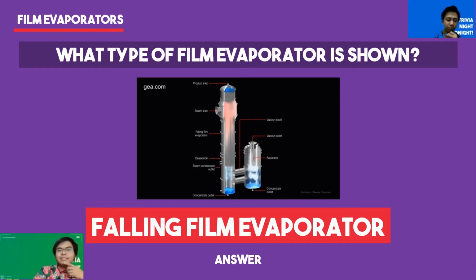Yes. In a falling film evaporator, an even thin film enters the heating tube via a distribution device in the head of the evaporator. It flows downwards at boiling temperature and is partially evaporated.